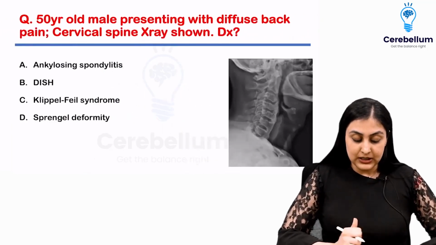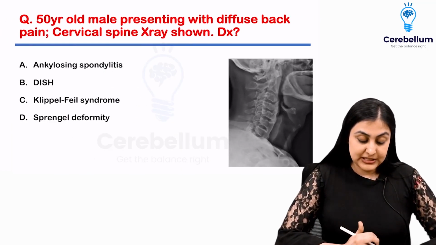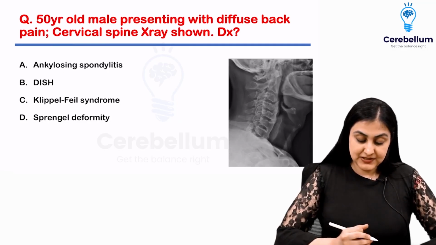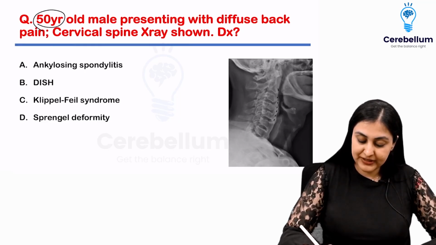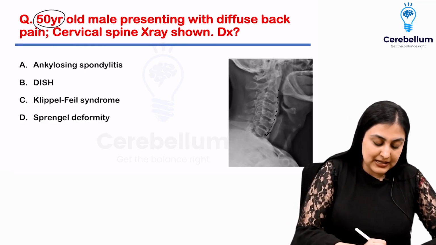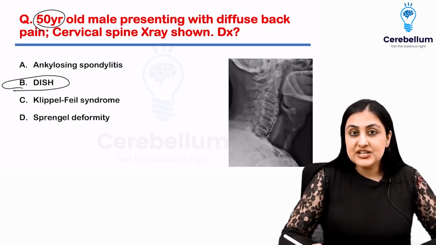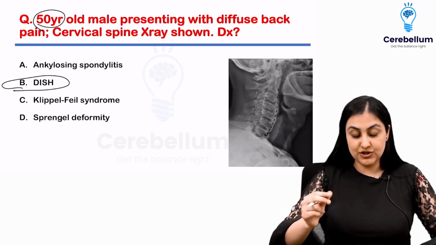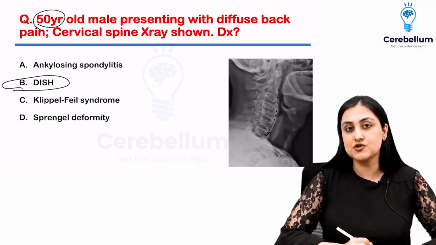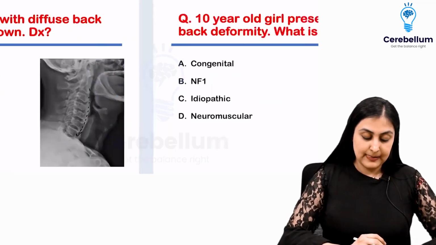Okay. 50-year-old male patient presenting with diffuse backache, C-spine X-ray shown. What you could see here is an elderly patient with ossification along the ALL. This is not ankylosing spondylitis, this is DISH. The entire fusion is not there. It's just the flowing ossification along the ALL. So the diagnosis is going to be DISH here.